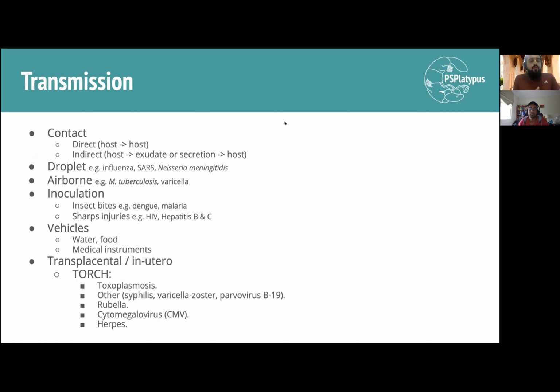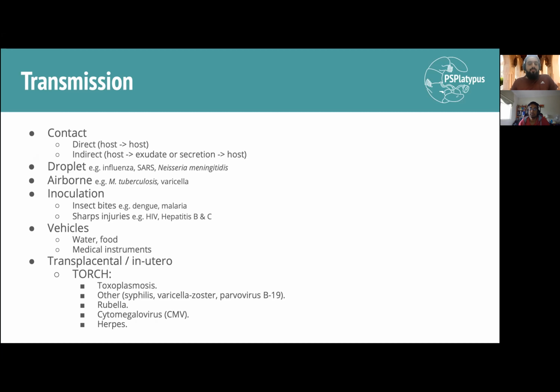Now we'll talk about how these microorganisms move or how they can spread. They spread in a number of ways. Firstly, direct contact and indirect contact. Direct contact is where it can spread directly from one host to another, and indirect contact is where it needs an exudate or secretion to reach another host. It can also spread through droplets, for example, influenza, SARS. We have right now COVID-19. And it can spread also through air, so airborne.